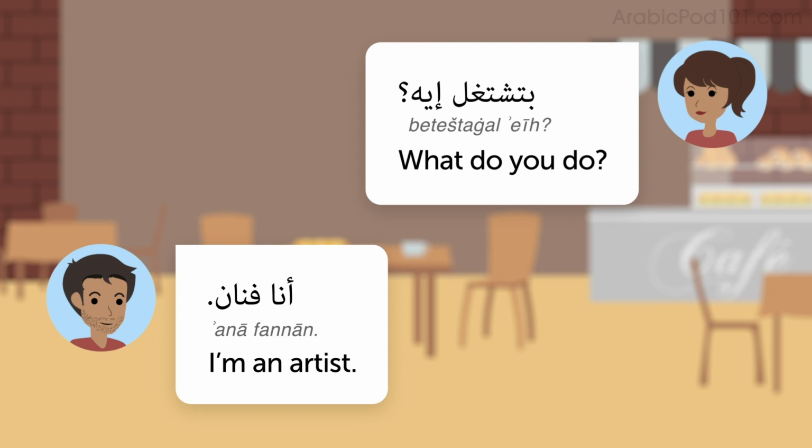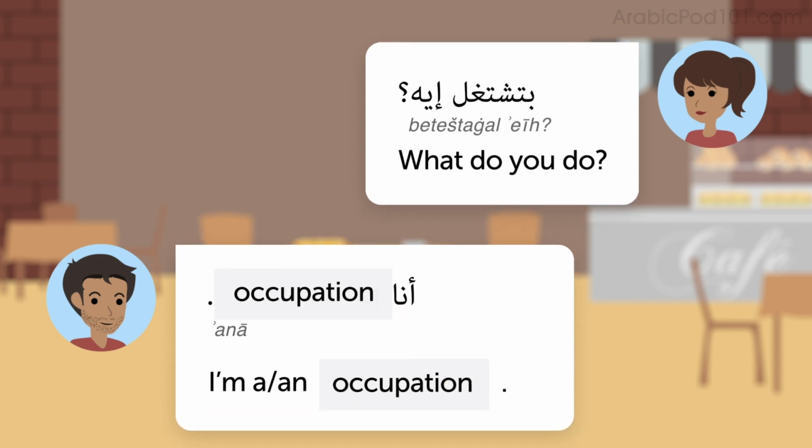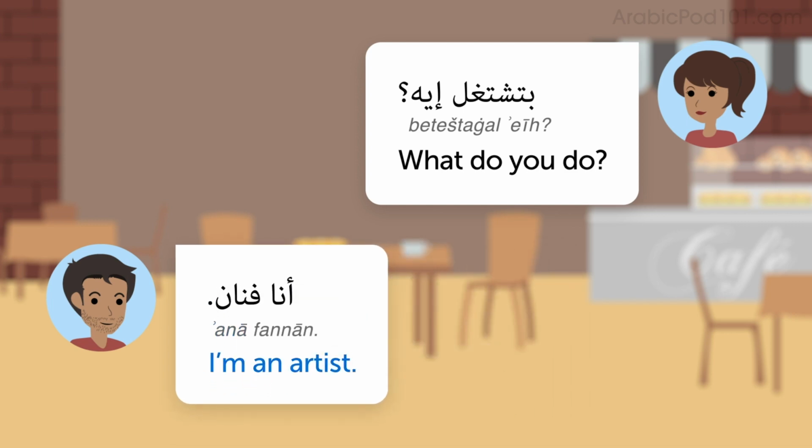Now, how do you answer this question? This is the pattern you'll need. أنا plus your occupation. I'm a, your occupation. For example, I'm an artist. أنا فنان.